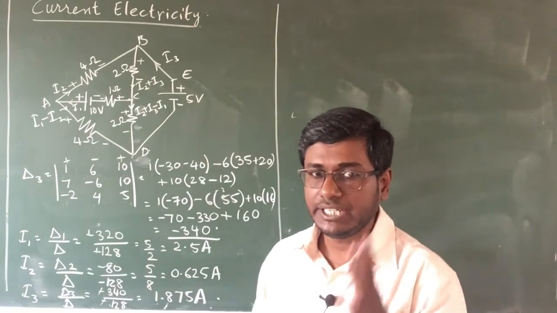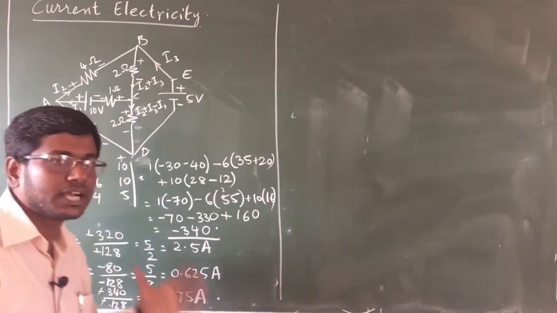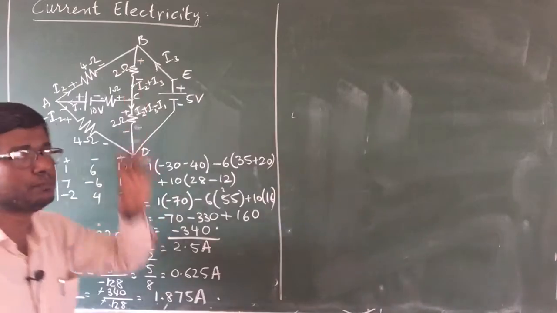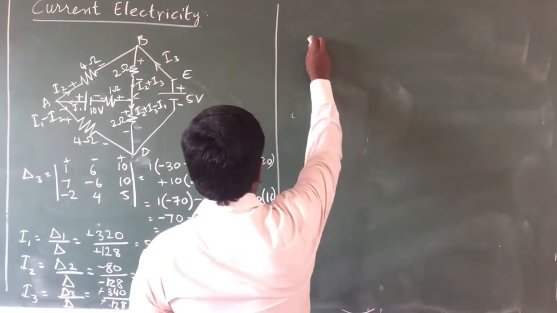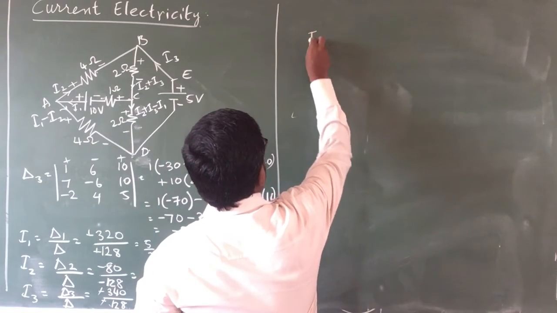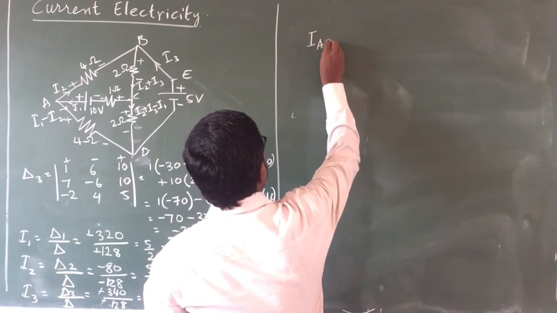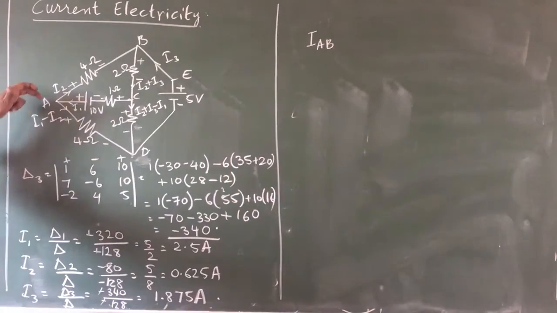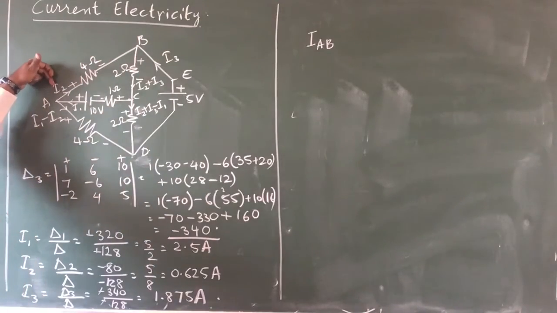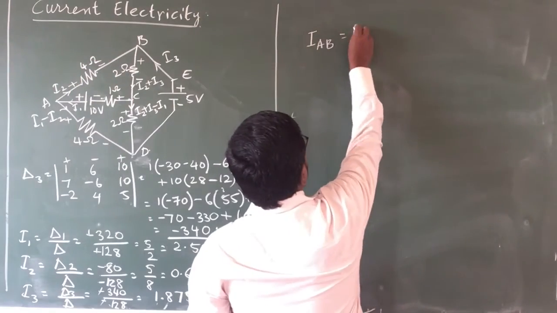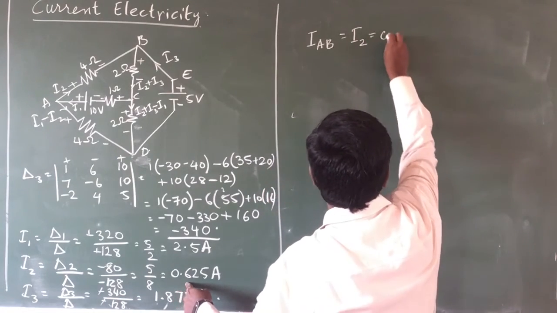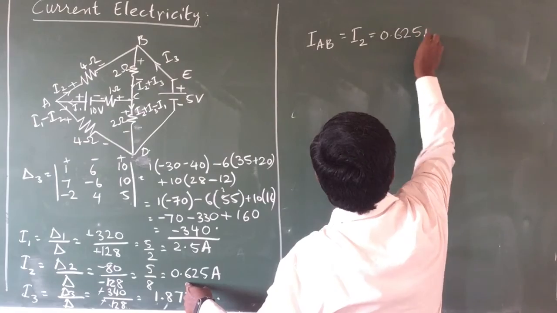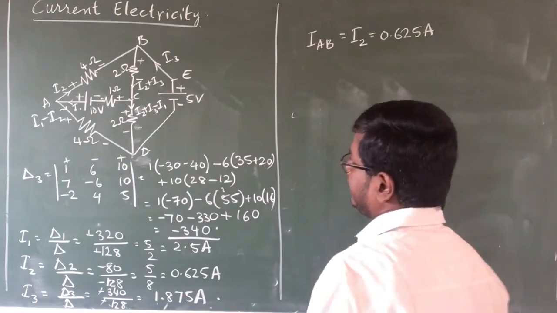So now we need to get the values of the currents which are flowing in each and every branch. How many branches are there? I will write the list of the branches. The first one is, I will take the current value itself. It will be IAB, the current which is flowing from point A to point B. What is that current? It is I2. What is the value of I2? It is 0.625 ampere.